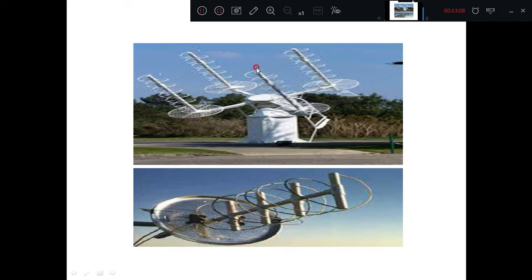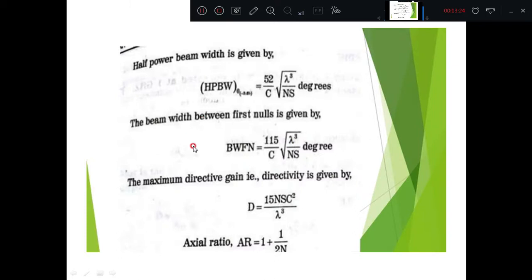This is how the helix antenna looks, right? These are nothing but the helix-shaped turns. These are the geometric views of the helix antenna. Some of the parameters associated with the helical antenna are the half power beam width between the first nulls, the maximum directivity or gain, and the axial ratio. These are some formulas through which you can calculate these parameters associated with the helix.